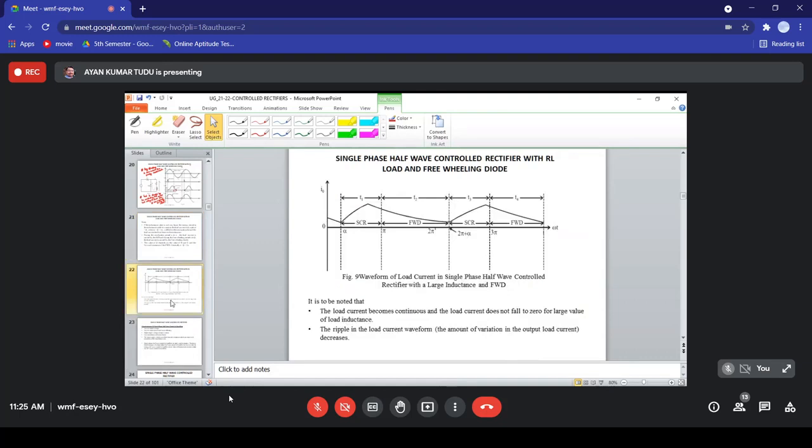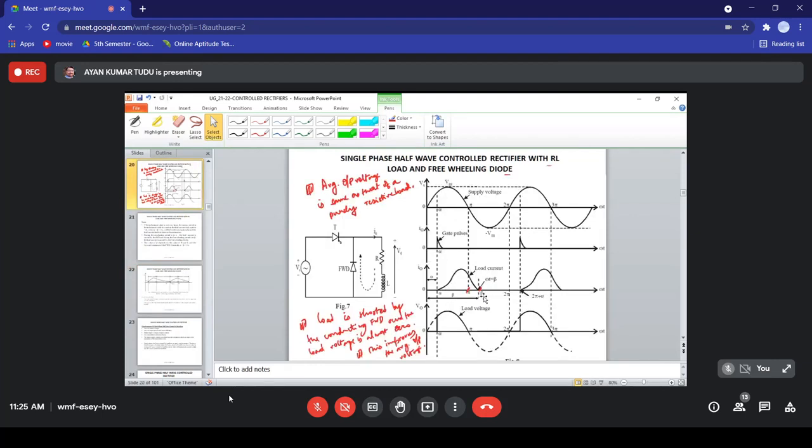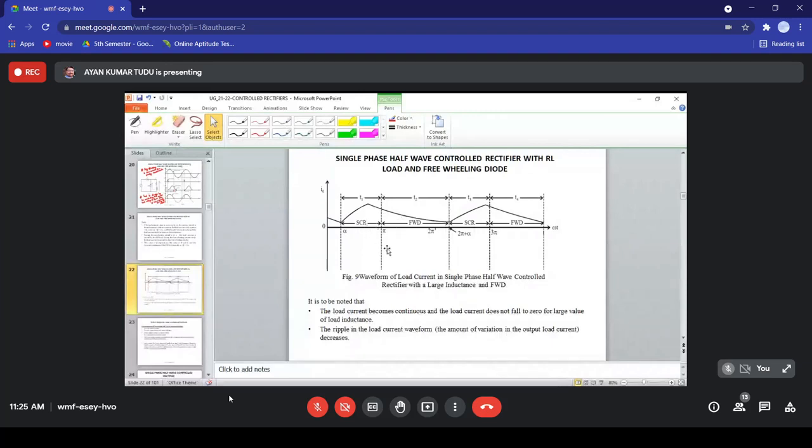As you can see, this is the waveform of the load current in a single phase half wave control rectifier with a large inductance and freewheeling diode. Since we are using a large inductance, the load current becomes continuous and does not fall to zero, and the ripple in the load current also decreases. In the earlier case the load current falls to zero, so the ripple content is much higher, whereas with a very large inductance the ripple in the load current waveform is less compared to the previous case where the load inductance was very small.